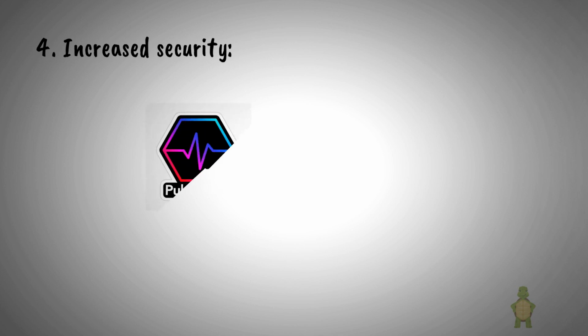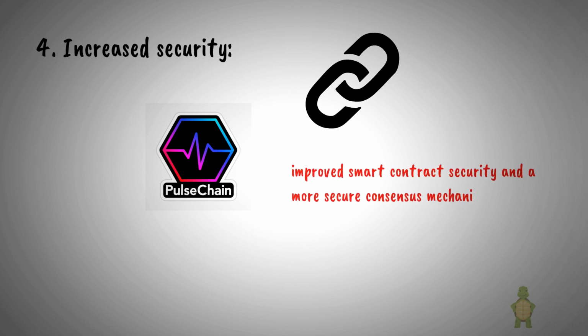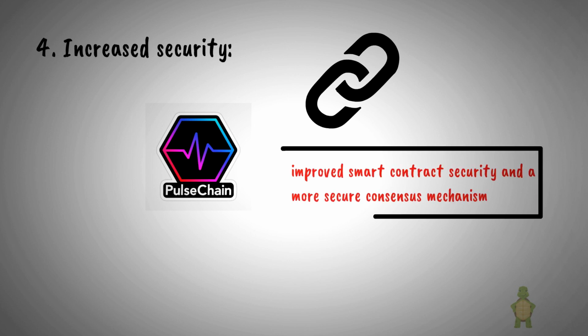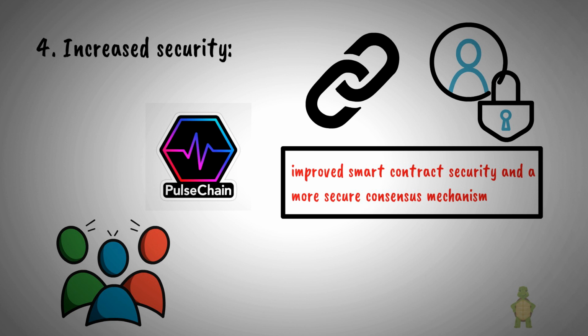Increased security. PulseChain aims to be a more secure network than other blockchain networks, with features like improved smart contract security and a more secure consensus mechanism. This will help to prevent hacks and other security breaches, which will make the network safer and more reliable for users. In conclusion, the PulseChain network is the first full-state hard fork of the Ethereum blockchain.